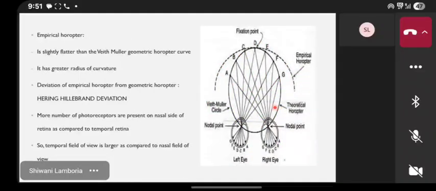And what is the empirical horopter? It is the experimental horopter and it is slightly flatter than the Vieth-Müller geometric horopter curve. It has a greater radius of curvature, and the deviation of the empirical horopter from the theoretical one is the Hering-Hillebrand deviation. Why does it happen? Because there are more photoreceptors on the nasal side of the retina, so the temporal field of view will be larger as compared to the nasal field of view.